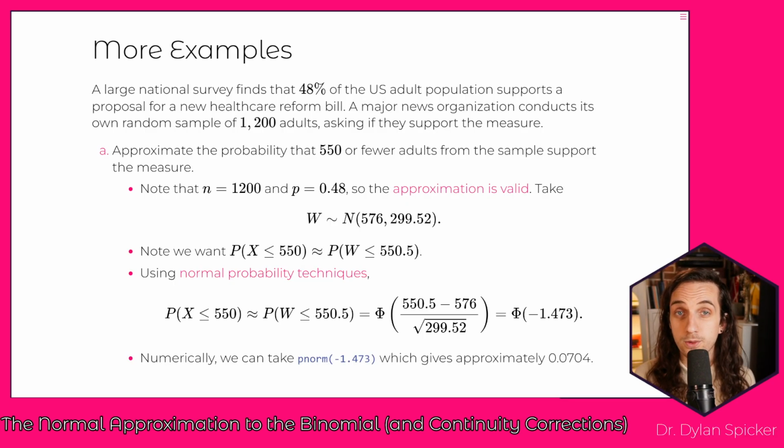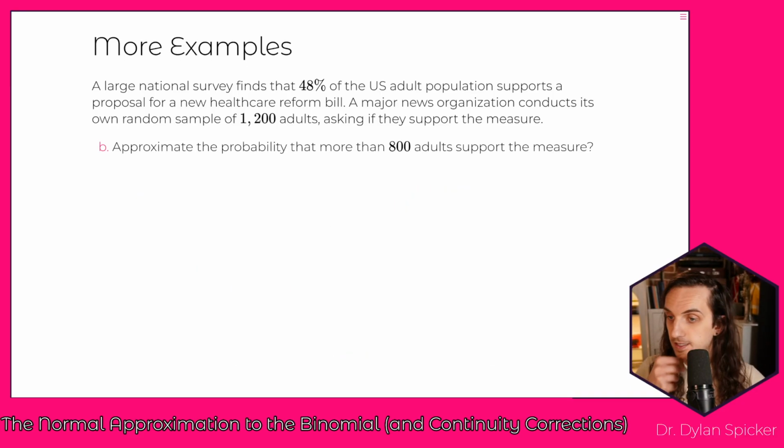And so then if we wanted a numeric expression for this, we can turn to, say, R. In R, this is going to be P norm. If you call P norm of negative 1.473, that gives you about 0.0704. And so there's about a 7% chance that fewer than 550 adults, or less than or equal to 550 individuals responding to the survey, would say that they support the new healthcare reform bill. Take a look at part B.